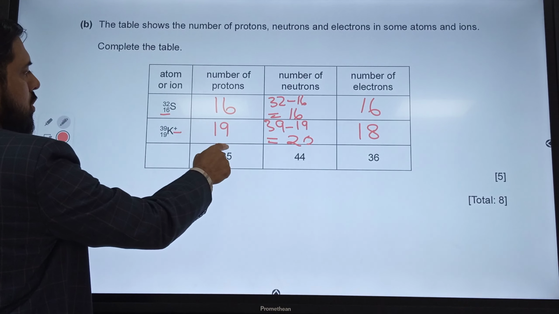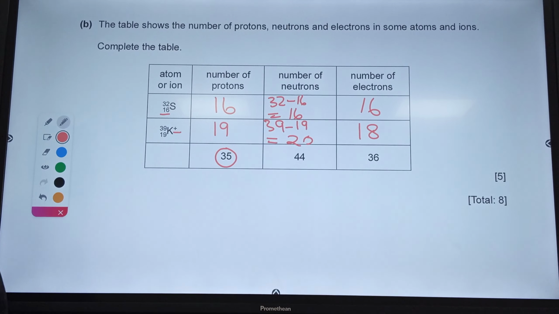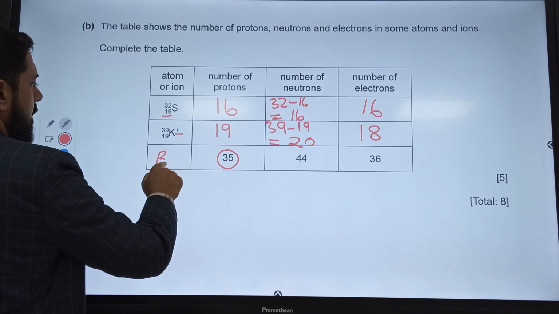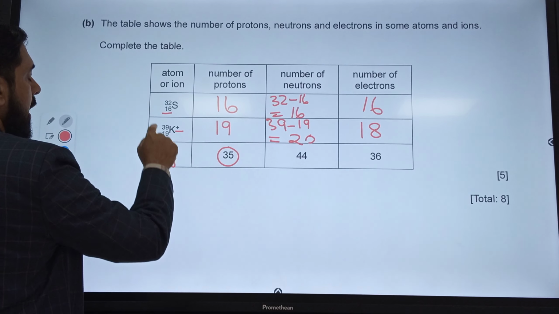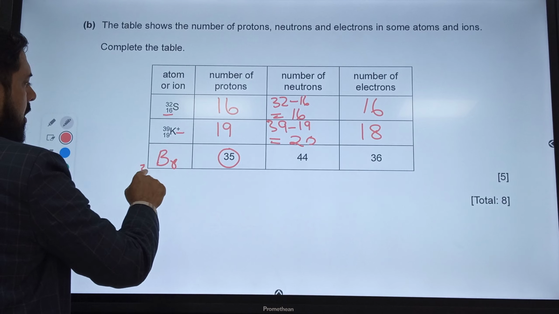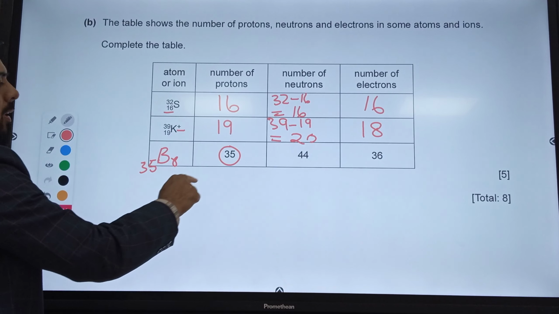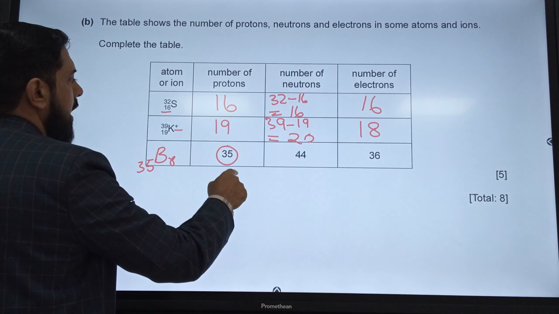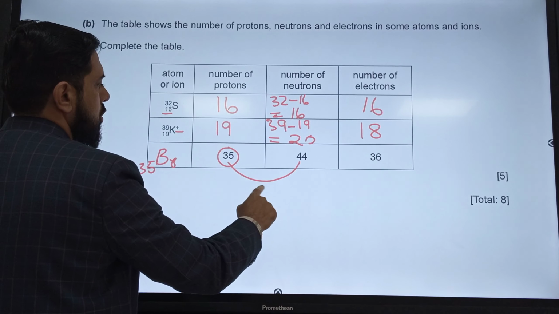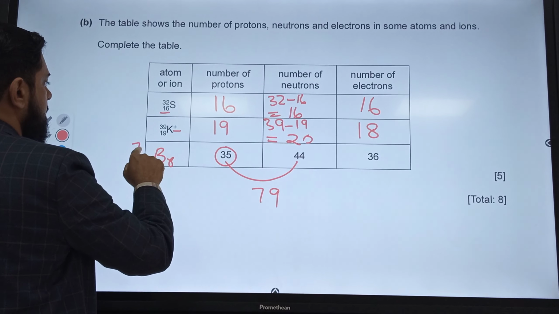Here we have to figure it out using this number. This is the atomic number. Protons are equal to the atomic number. And this is bromine. So, bromine. Now also follow the same formula. Here we have to write the atomic number, and then we write the atomic mass, which should be the sum of protons and neutrons. When we add, this should be 79.